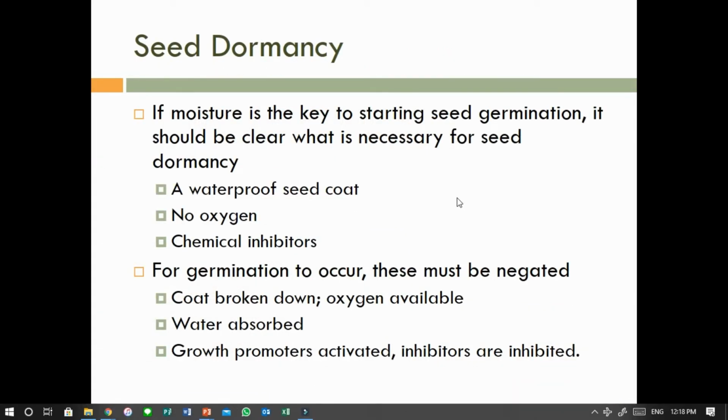So the first thing is water. Seed dormancy. Dormancy means it's asleep. Okay, and so you have a waterproof seed coat, no oxygen because that seed coat's solid, and chemical inhibitors. An inhibitor means you're stopping the process. So like a person is inhibited means you're like shy. So the chemical inhibitors make the process slow down. For germination to occur, you gotta cancel out all these things.